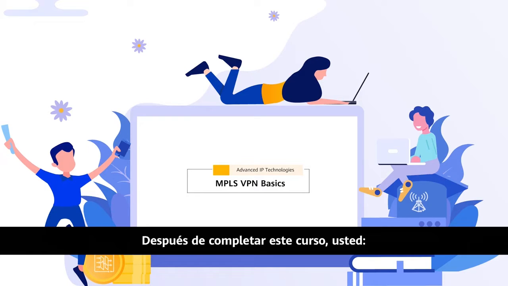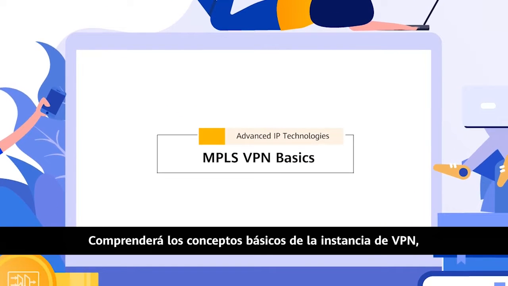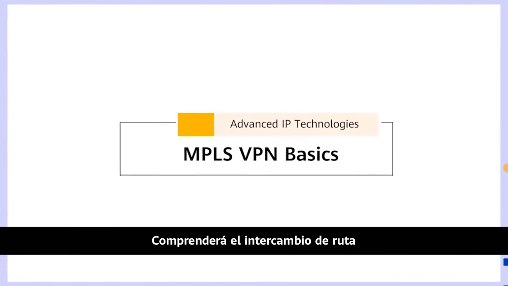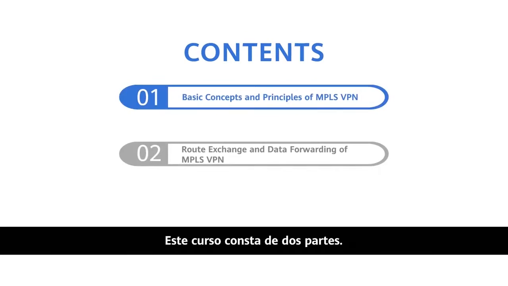After completing this course, you will understand the principles and architecture of MPLS VPN, understand the basic concepts of the VPN instance, route distinguisher RD, route target RT, and multi-protocol extensions for BGP4, MPBGP. Understand the route exchange and data forwarding process of the MPLS VPN. This course consists of two parts.